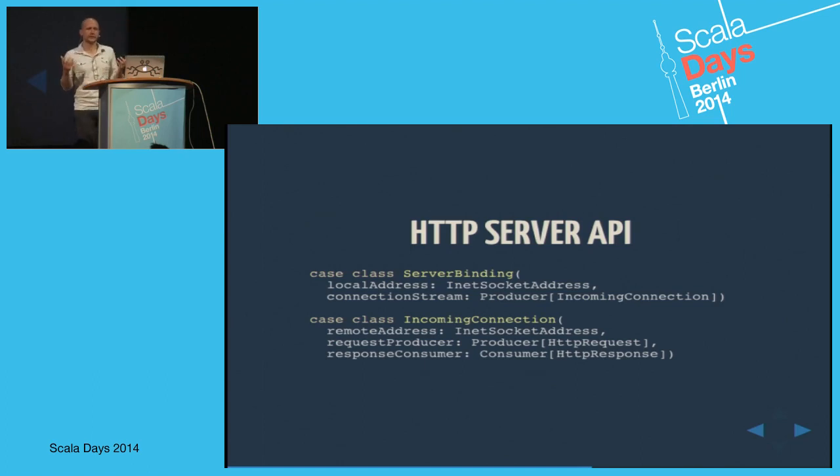And this pipeline gives you incoming connections, because that's what a server ultimately does. It produces connections, server-side HTTP connections. And each connection has a remote address, wherever the client sits, and then it has exactly those two fittings that we've just seen, right? It has a producer of requests and a consumer of responses. And your job is to provide the thing in the middle.